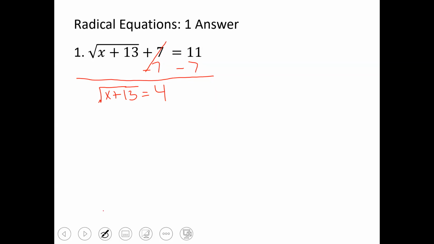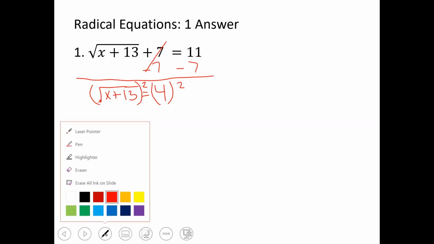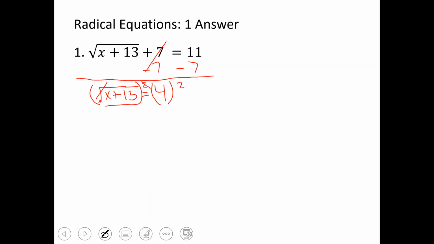All right, so now the square root is by itself. So take the square of each side. Put your parentheses around the square root with a little 2, and then do the same thing on the other side. On the left side, a square and a square root are opposites, so they are going to cancel each other out. So bring down your x plus 13. Now 4 squared is 16.